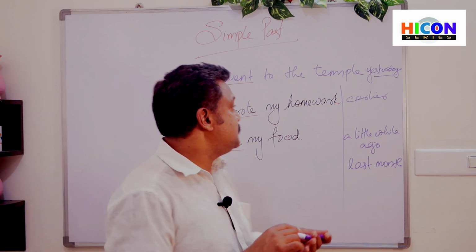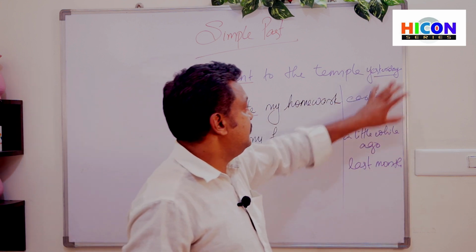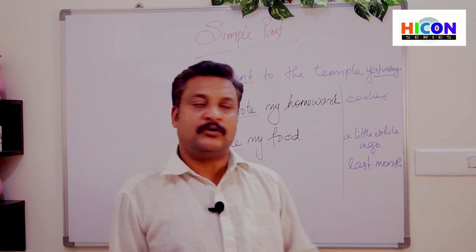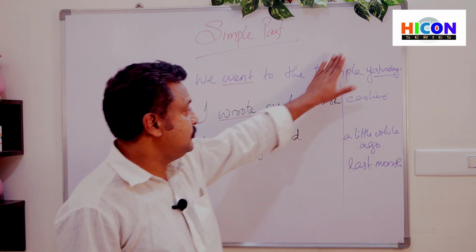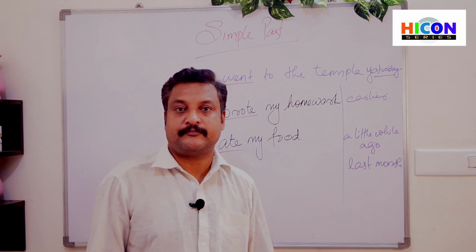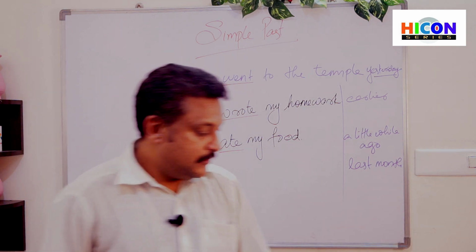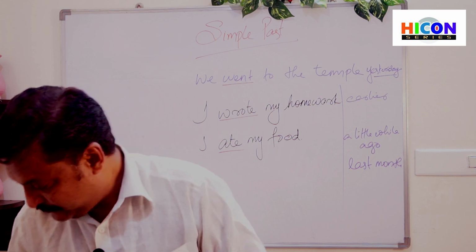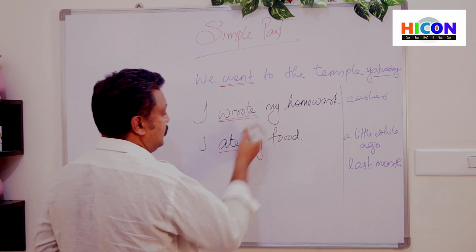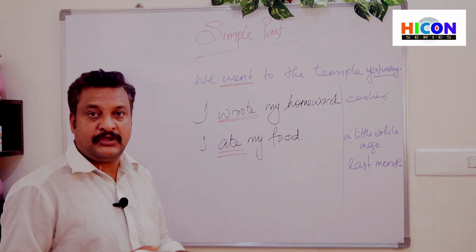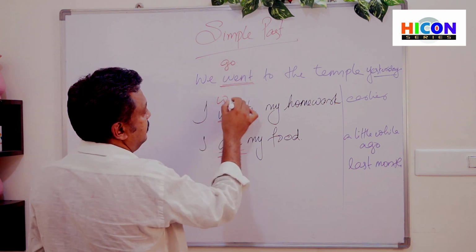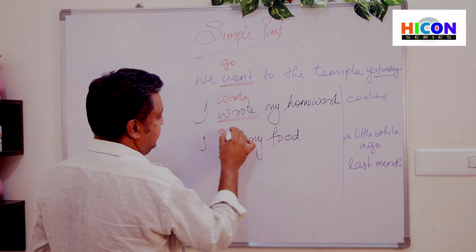Okay, so we usually use these words: yesterday, earlier, last month, last night, a month ago, or last week. These words are used to express the time of this action being completed. Right? Now, see, we use a verb here, na? Went, wrote, ate. We actually write go here, or write here, or eat here.